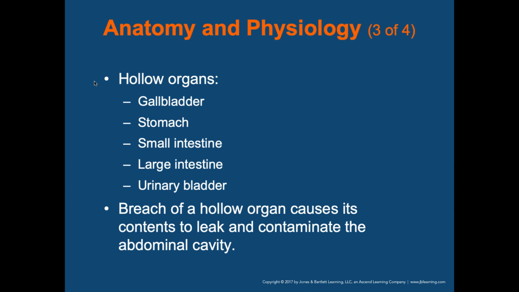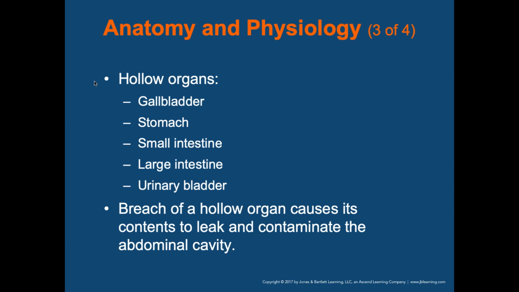Our hollow organs include the gallbladder, the stomach, the small and large intestines, and the urinary bladder as well. Any kind of breach of a hollow organ causes its contents to leak and contaminate the abdominal cavity. So if we have a breach, or a traumatic injury like a laceration of a hollow organ, the stuff inside gets into the abdominal cavity and can cause significant infection, and also significant bleeding as well.